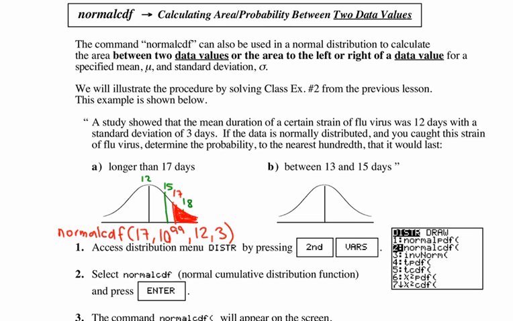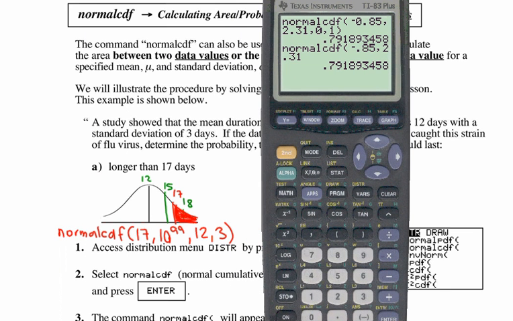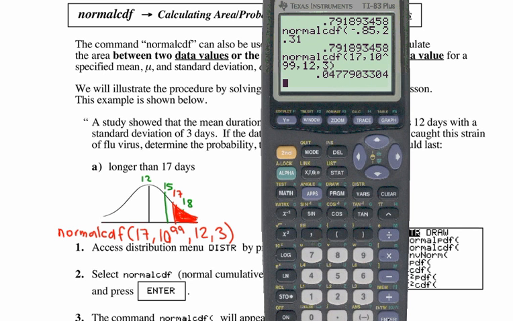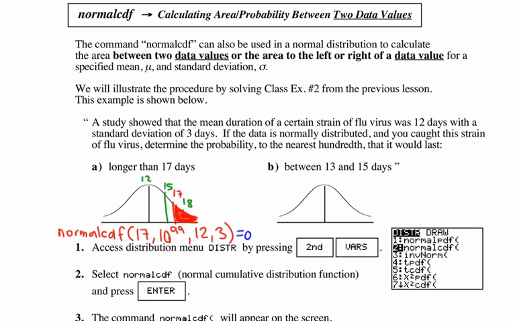When you enter that into your calculator, again, it's going to be second vars, number 2. We're going from 17 to infinity, so 17, comma, 10E99, where the E is second comma, or you could do 10 to the power of 99, comma, 12, comma, 3. And there it is. And it wants us to the nearest hundredth, so 2 decimal places would be 0.05.